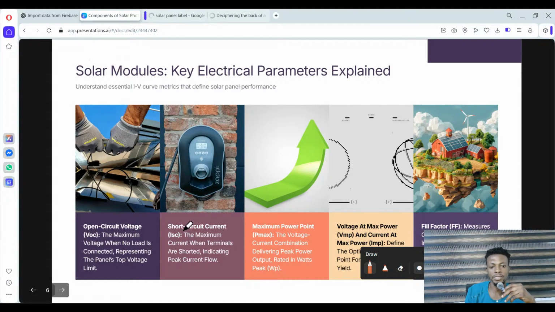Another thing is the short circuit current, ISC, which is the maximum current when the terminals are shorted, indicating peak current flow.